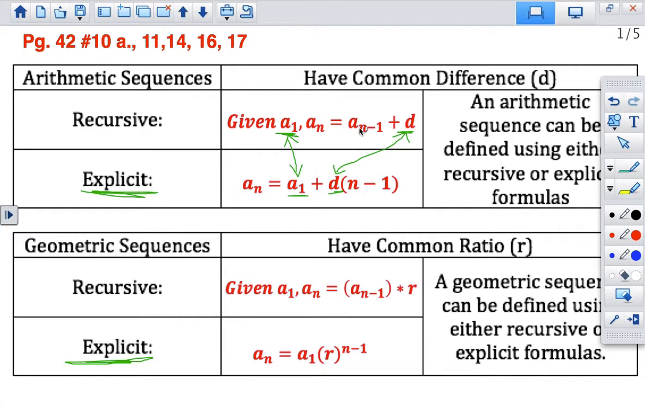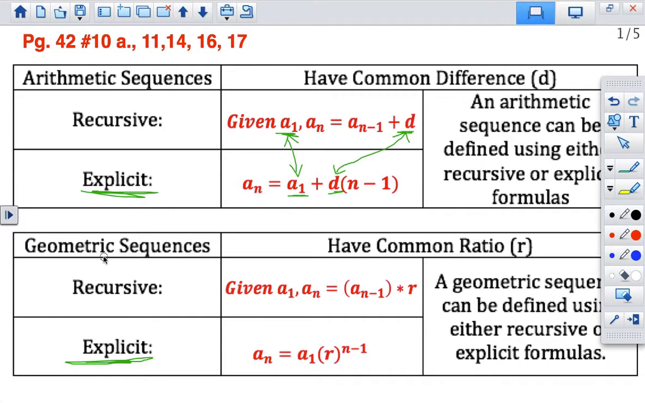The difference between the types of formulas is that with the recursive, the formula to find a sub n would be whatever your previous term is plus the common difference. With your explicit formula, you don't have to worry about your previous term anymore. You just have your first term, your common difference, and then n minus 1 in parentheses. We've spent lots of time figuring out how to find this information and how to distribute and simplify your equation, so we're not going to spend any more time on that in this video.